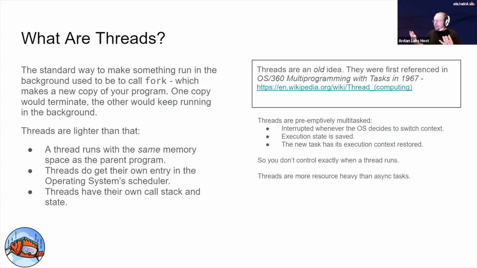Now, a thread is actually kind of similar because a thread executes in the same memory space as the rest of the program. They still get their own entry in the operating system scheduler. They still have their own call stack. They still have their own state, and they're preemptively multitasked. So when a thread is executing at any time, literally any time, unless you've marked what's called a critical section, the thread might be interrupted by the operating system to switch context.